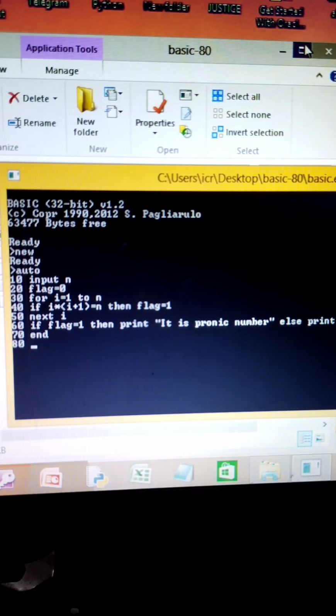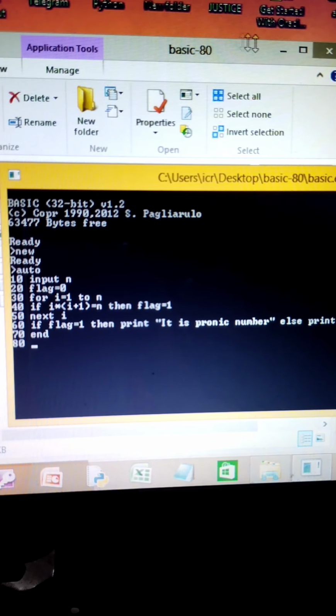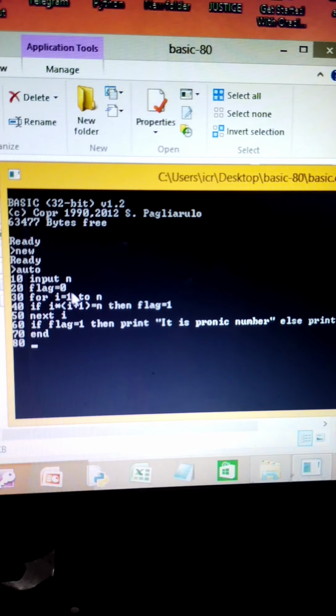See, in this program, in line number 10 we are taking an input from the user. Then flag is set to 0. Then for I equal to 1 to n is running a loop from 1 to 12, suppose I have entered 12. Presently what is the value of I? It is 1. So 1 into I plus 1, 1 into 2, is it equal to 12? No, it is not matching.